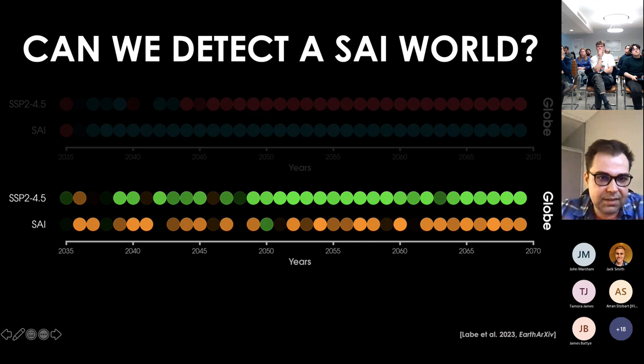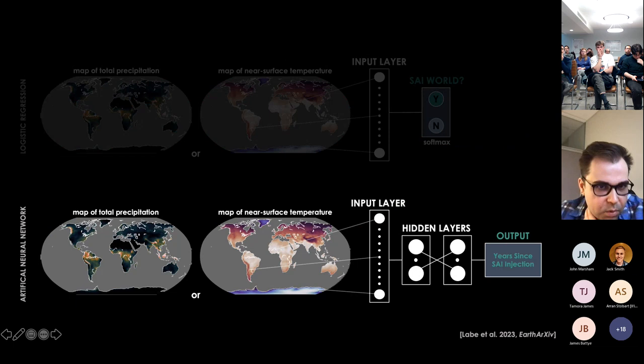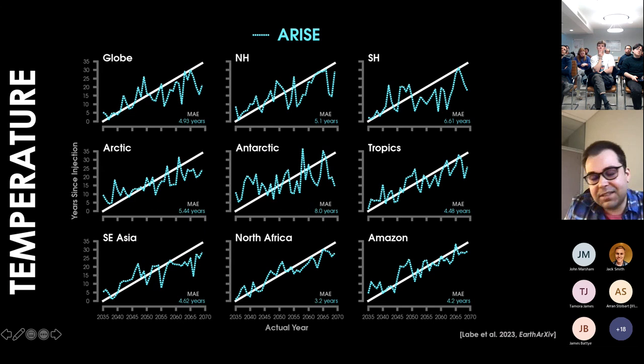It does pretty well. Correct predictions for SSP245 are the green dots on the top, and the orange-brown dots are correct for stratospheric aerosol injection on the bottom. But I just want to show one more result for that neural network, where we asked the regression problem, how many years has it been since injection? And this is, again, almost the same type of question as I asked before about predicting the year. This is the inverse of it. So perfect predictions would be paralleling the white one-to-one line.